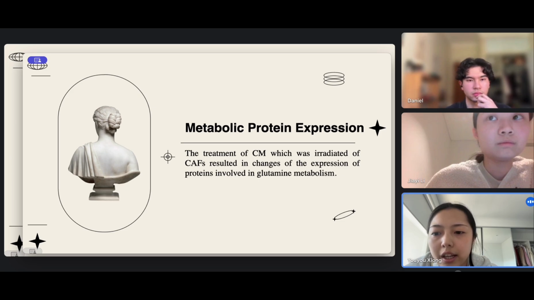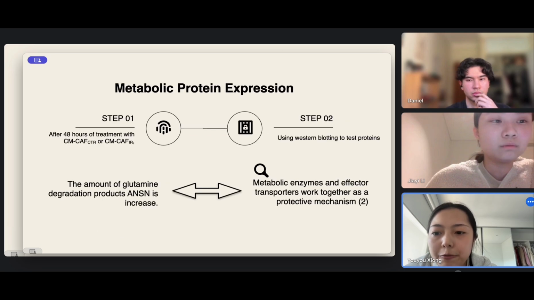in changes in the expression of proteins involved in glutamine metabolism. So after 14 hours of treatment with CM-CAF-CTR or CM-CAF-IR, we used Western blot to test the proteins associated with glutamine metabolism and transport. The most supporting evidence in this test is that the amount of the glutamine degradation product ASNS is increased.